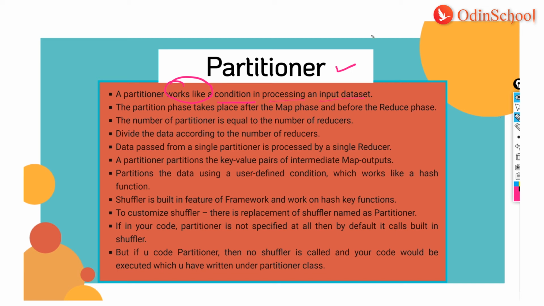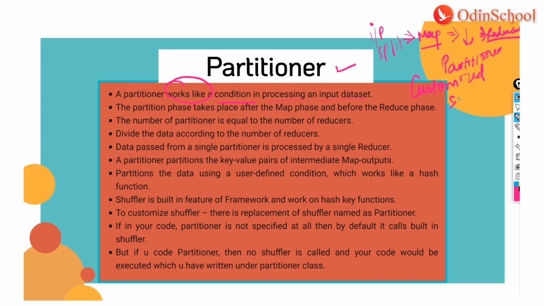So we know there is an input split happening, after which we have a mapper, and the mapper has some business logic. It will split into key value pairs, and then the sorting and shuffling phase would take place, and then the reducer phase will come. So the partitioner comes here in between your mapper and reducer, and it is also known as a customized shuffler.